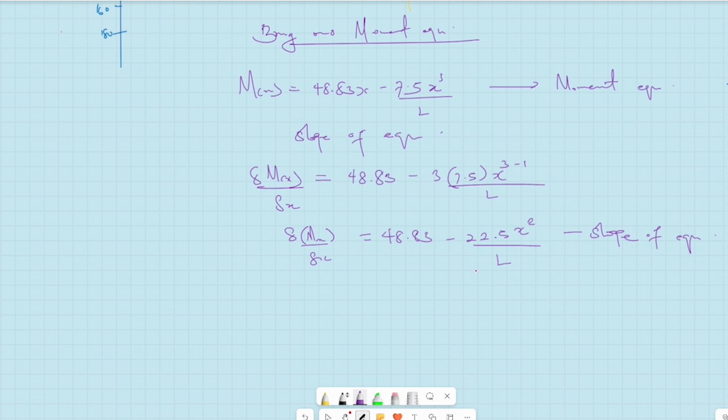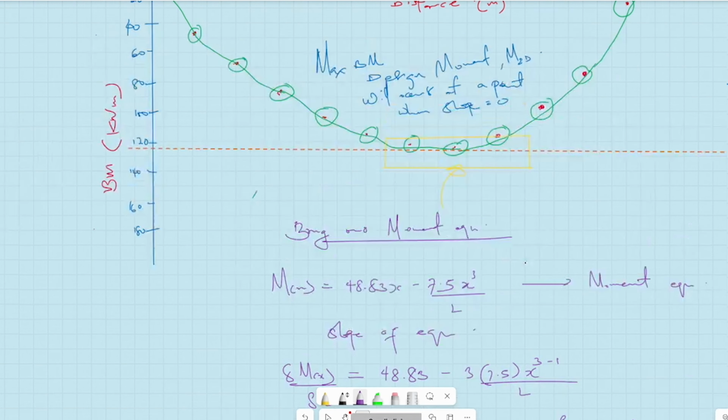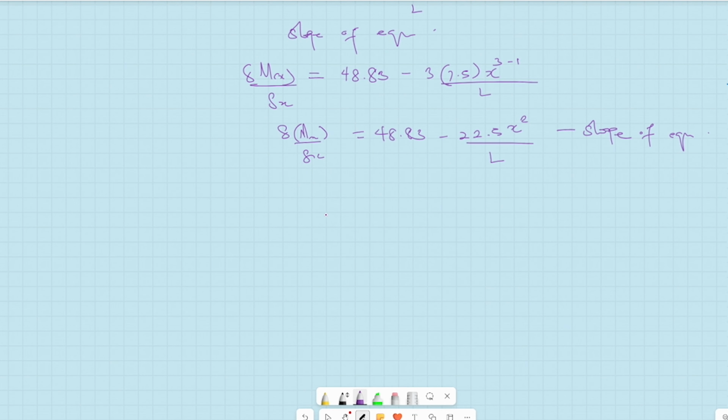When you equate this slope of the equation to 0, you'll be able to get the x value. That x value that you get is the point where you have your highest bending moment, because we already said that the highest bending moment will occur somewhere here where you have your slope equal to 0. But we need to be sure, we need to have something precise. That's why we need to run through this mathematical expression. So let's try and equate this to 0.